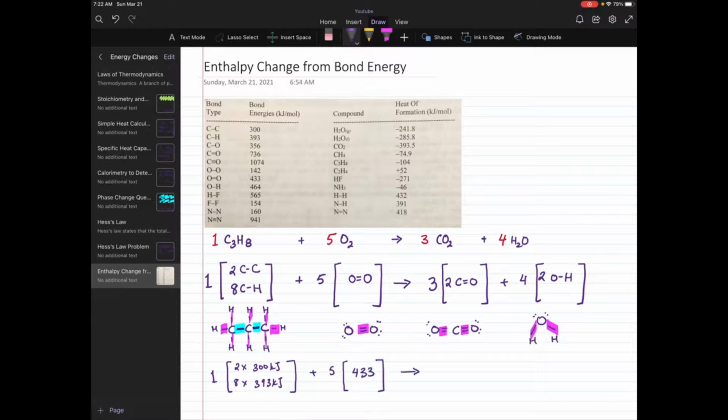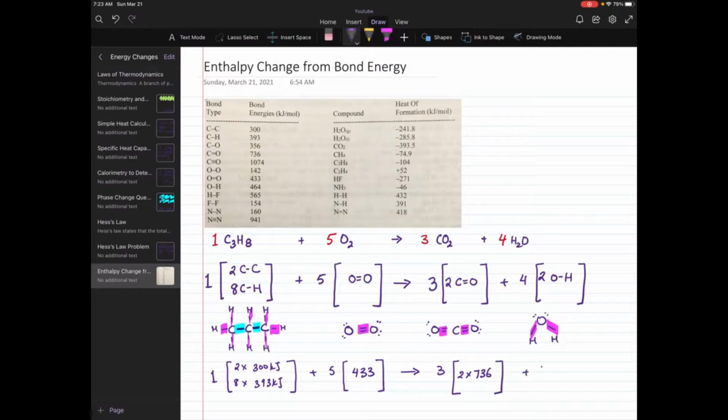Okay, and now we have 3 times 2 times the carbon double bond to the oxygen, which is 736 here in the chart, 736. Just to make a note here, in some charts they will give you a different value for the carbon double bond to the oxygen in carbon dioxide. They usually give you a different value of 799 instead of 736. But in this case, since they have not given us that value, we will continue to use the 736 value for our calculation.